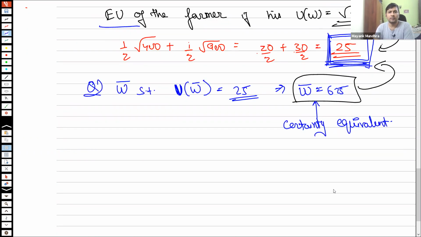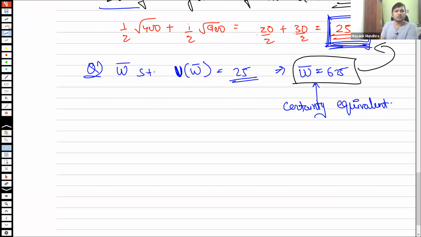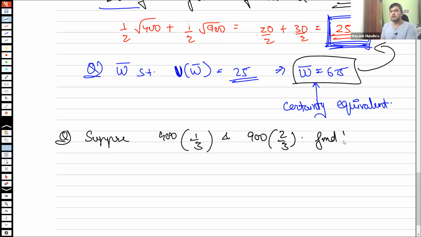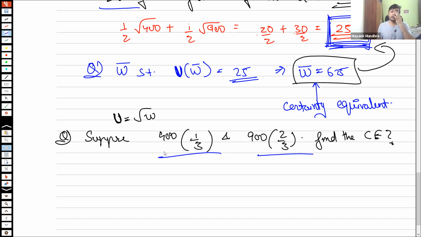So let me change the question. Suppose he gets a wealth of 400 with probability 1 by 3 and 900 with probability 2 by 3. Find the certainty equivalent of this. Again, the utility is still the same, under root of w. So what is the certainty equivalent if he gets 400 with probability 1 by 3 and 900 with probability 2 by 3? Kritika, I am looking for an answer from you. And Vinay, you have to tell me the risk premium.